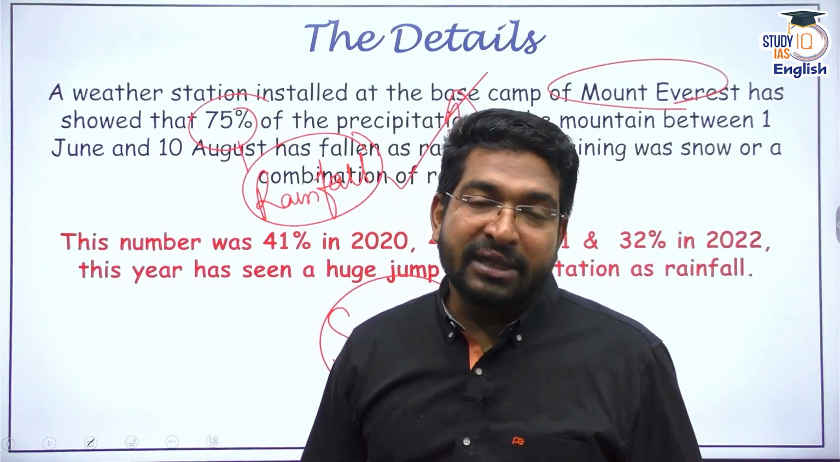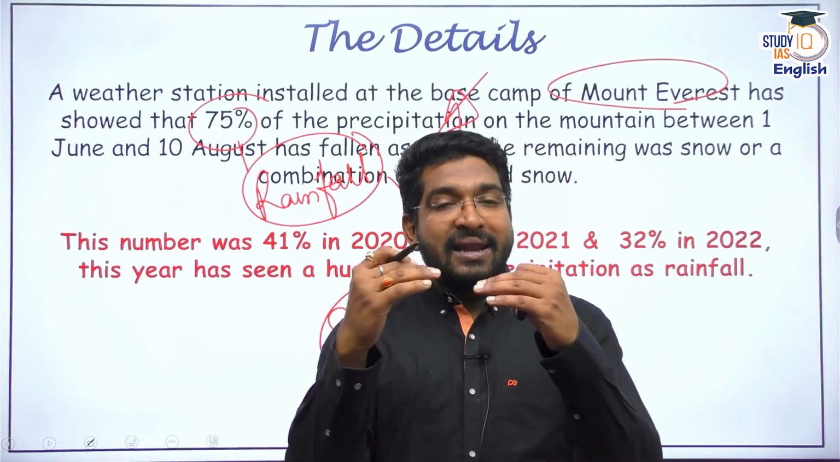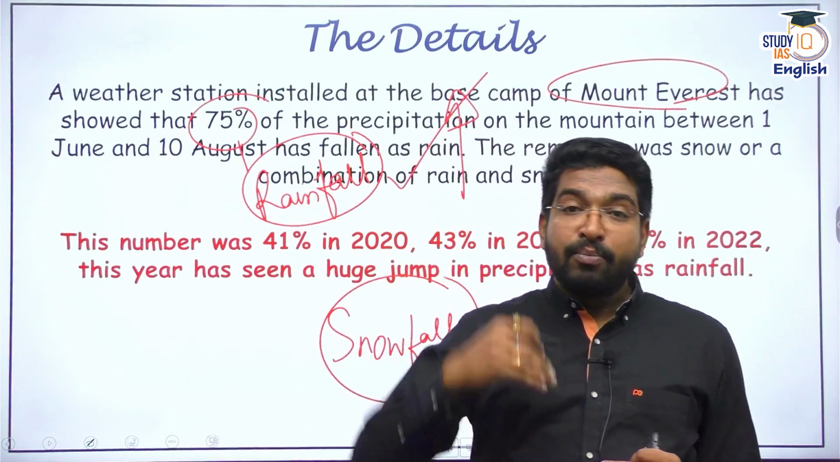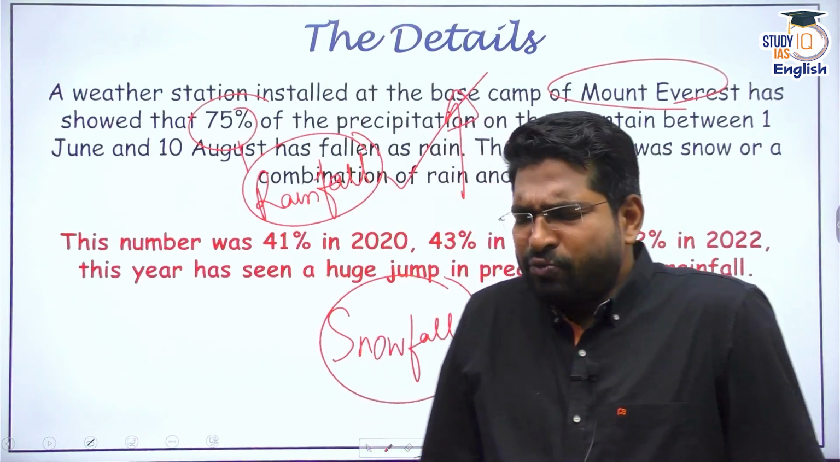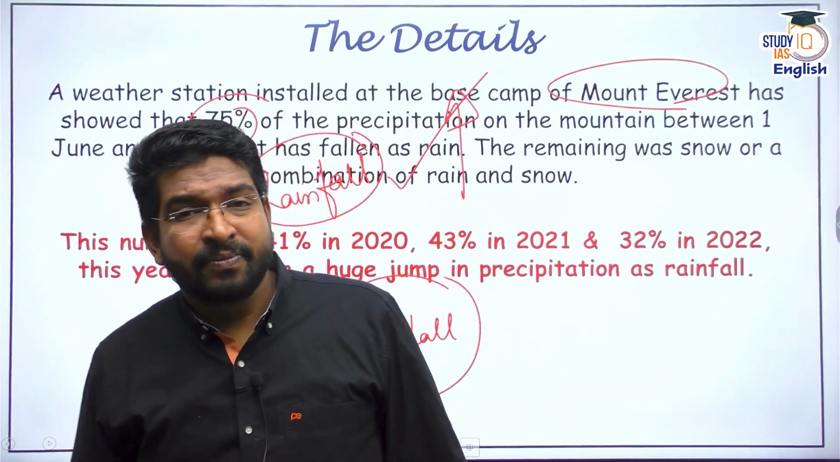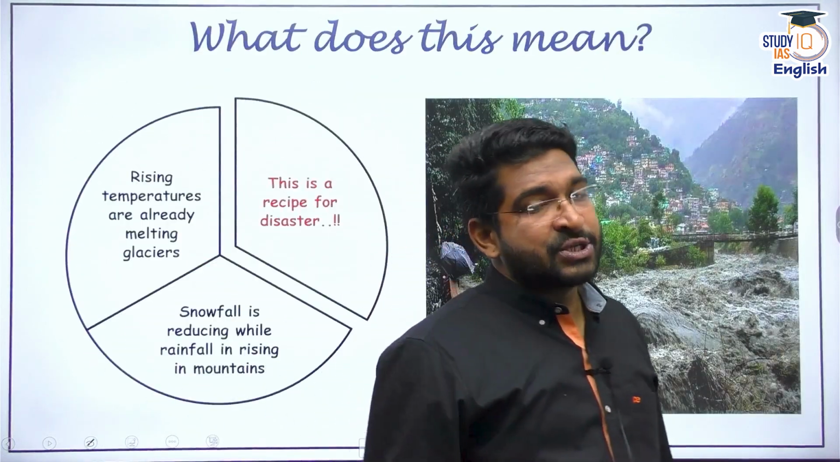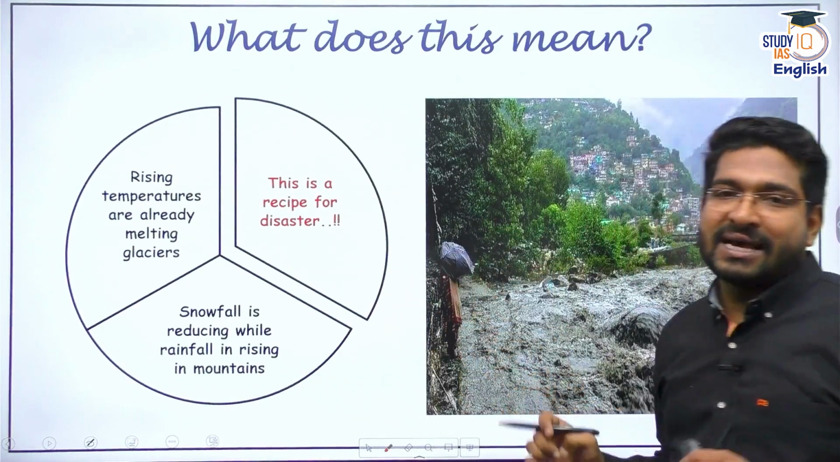What is happening in these mountain regions at higher elevations? We are looking at lesser amount of snowfall and more amount of rainfall. Now you're thinking, so then what? Same form, precipitation is precipitation. It's actually a disaster, a recipe for disaster itself. It leads to more and more disasters.